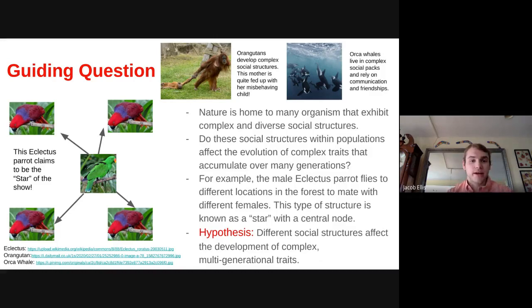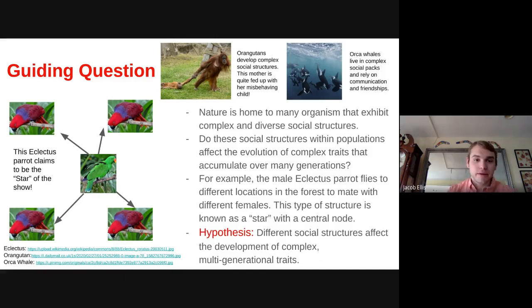We were particularly interested by how behaviors have evolved and how animals can live in various different types of hierarchies, and how these different social structures can affect the development of many different complex multi-generational traits within their populations.